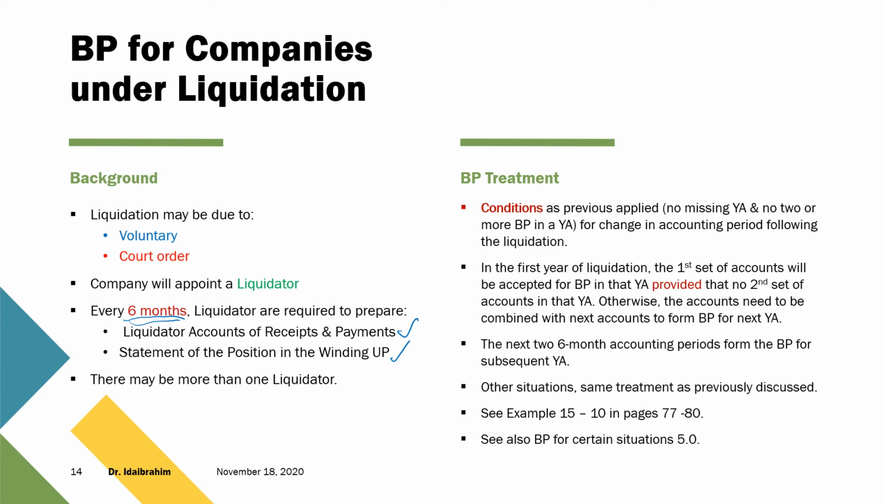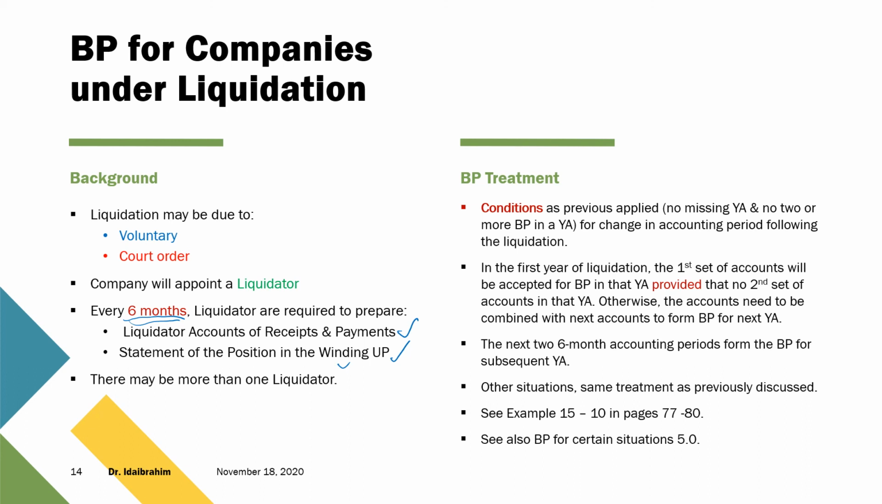However, in terms of paying tax, the company needs to pay tax regularly, one year only one time pay tax. Therefore, the normal basis period for a year of assessment under liquidation should comprise two accounts, from the preparation of accounts, receipts and payments, or position in the winding up by the liquidator. You can combine two statements to form the basis period.